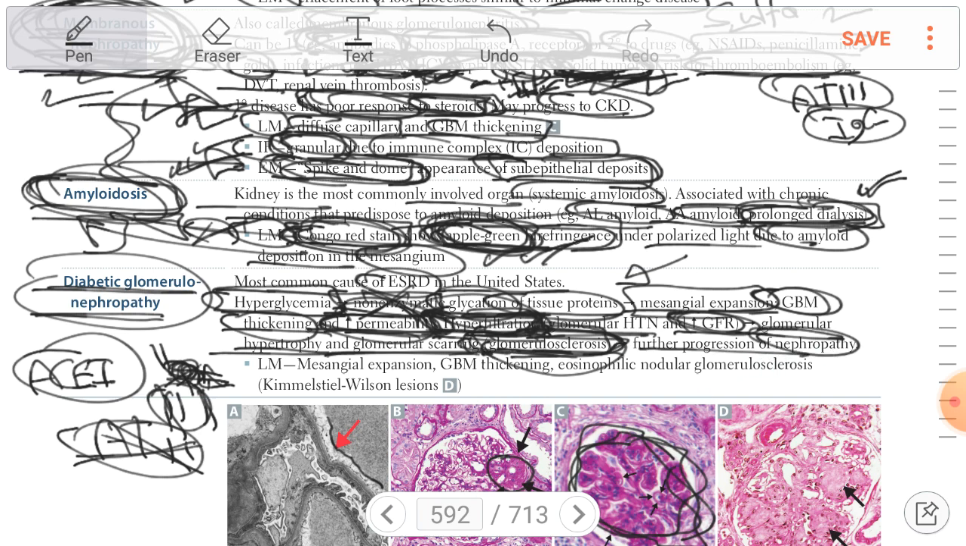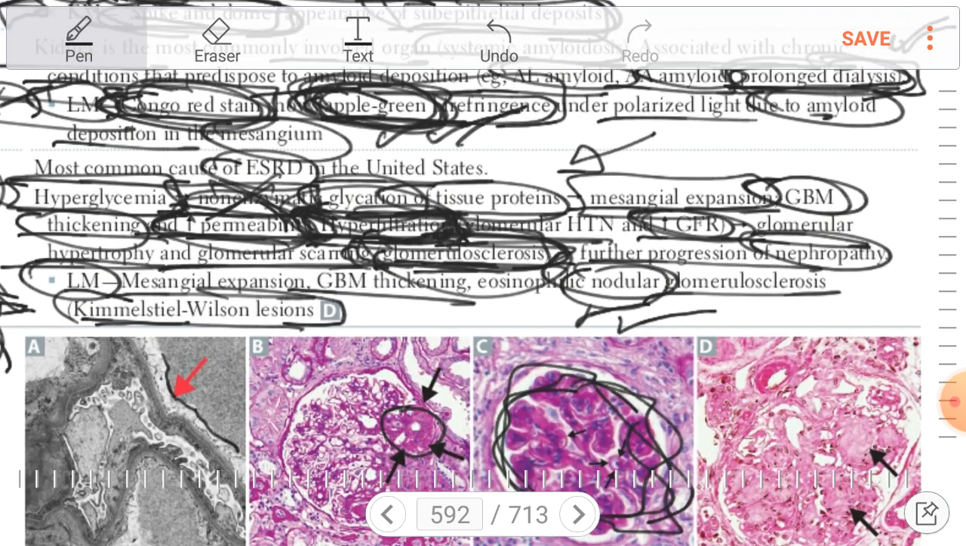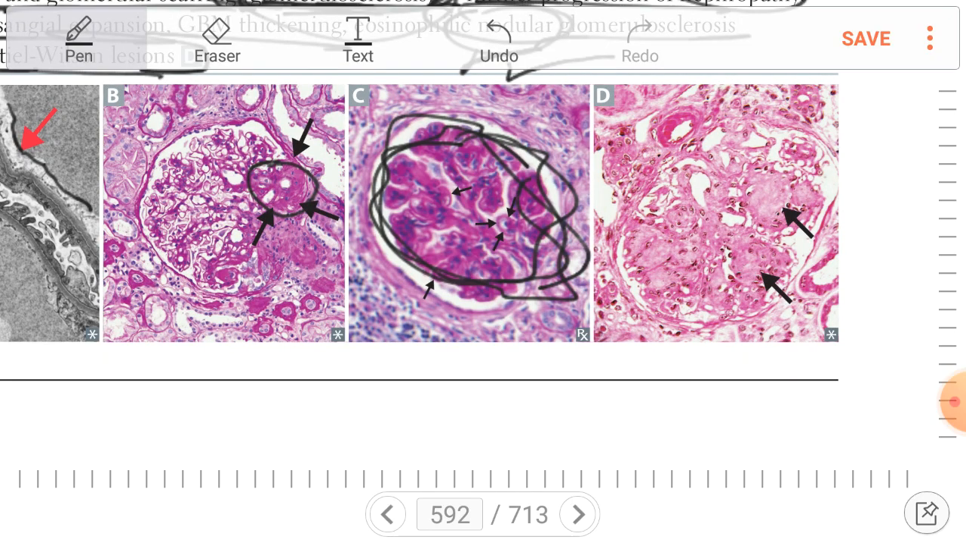Then on light microscopy, there is mesangial expansion, glomerular basement membrane thickening, and eosinophilic nodular glomerulosclerosis. This is so important in case of diabetic glomerulonephropathy. Nodular glomerulosclerosis has a name. It's called Kimmelstiel-Wilson nodule. This is Kimmelstiel-Wilson nodule.